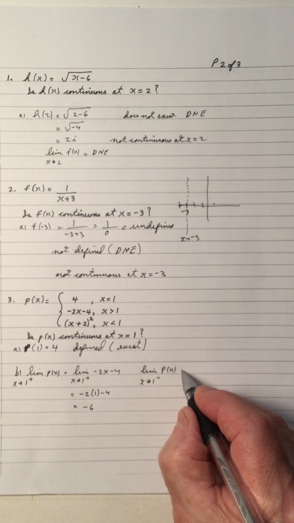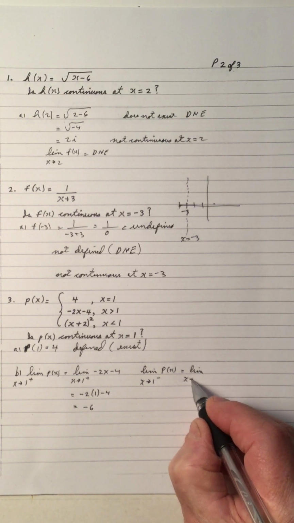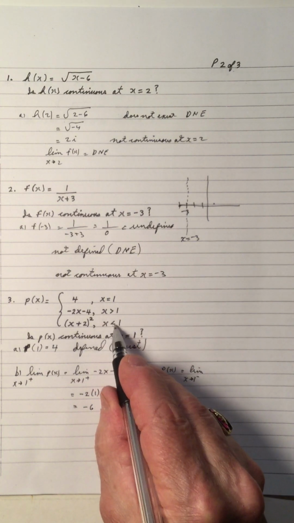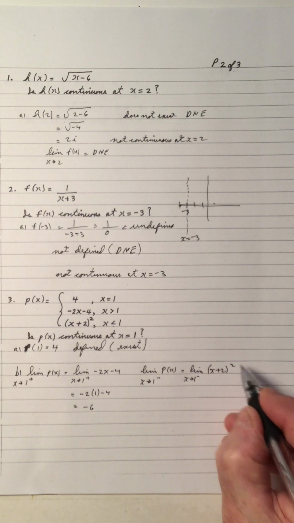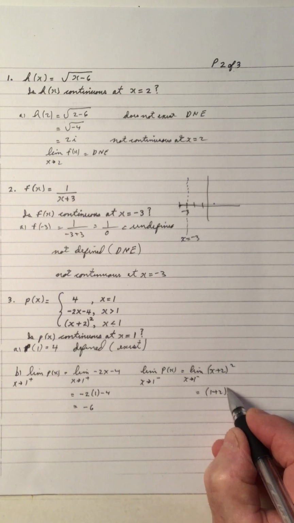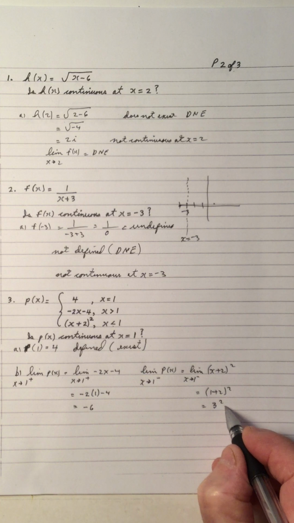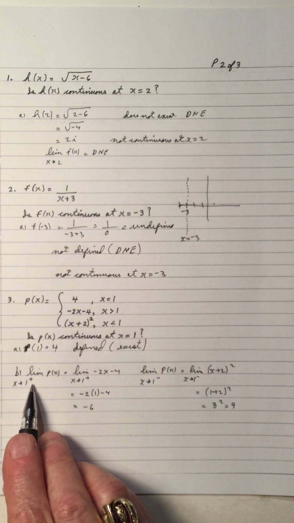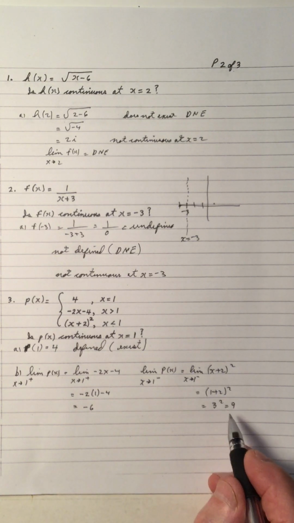And what about the limit of p of x as x approaches 1 from the left side? If x is approaching from the left side, that means it's less than 1. So we have x plus 2, all squared. It's approaching 1, so it's 1 plus 2 squared. That's 3 squared, so that gives us a 9. So note, the limit from the right is negative 6. The limit from the left is 9.